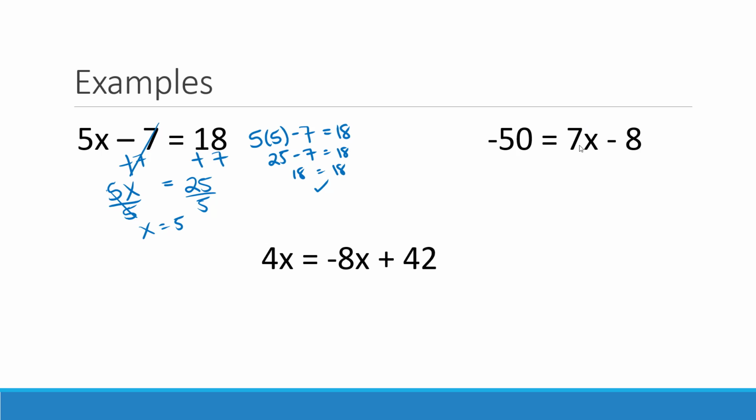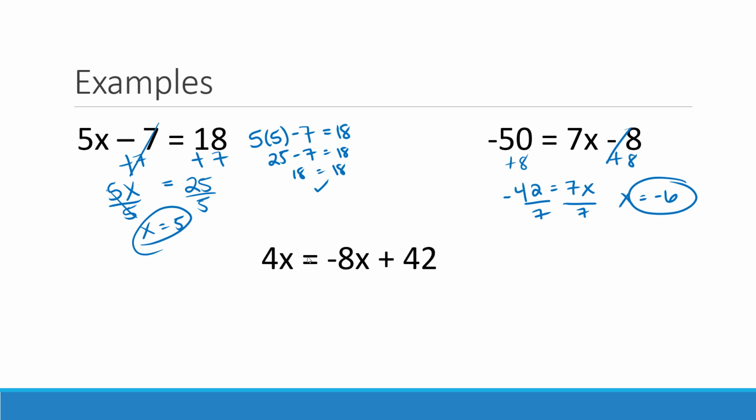Again, I'm going to start with whatever's furthest away from x, so in this case, the negative 8. So I'm going to add 8 to both sides to get rid of it. So I get negative 42 is equal to 7x. So I know now what I need to do is get rid of the 7. So I'm going to divide negative 42 by 7. And so then I get x is equal to negative 6. Circle my answer over here too.